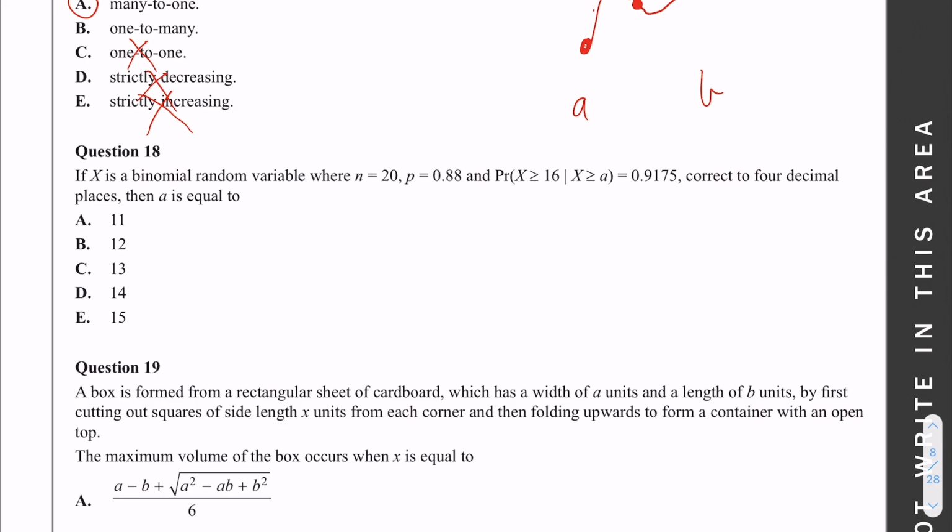Okay, if x is a binomial random variable when n equals 20, p equals 0.88.